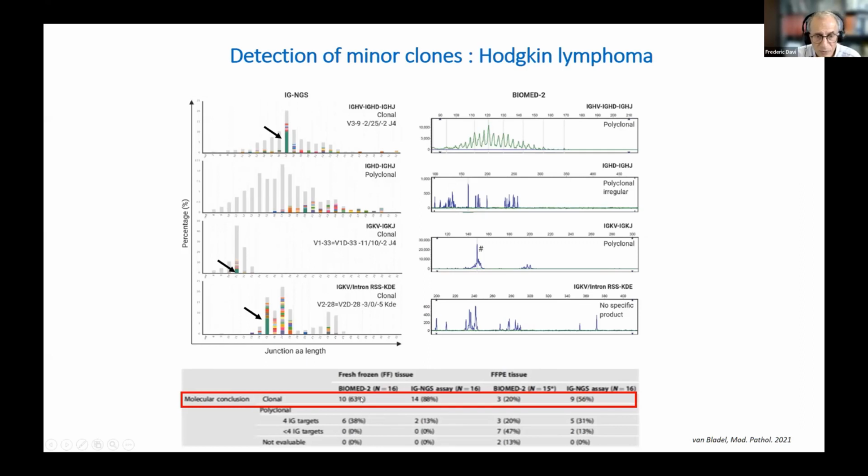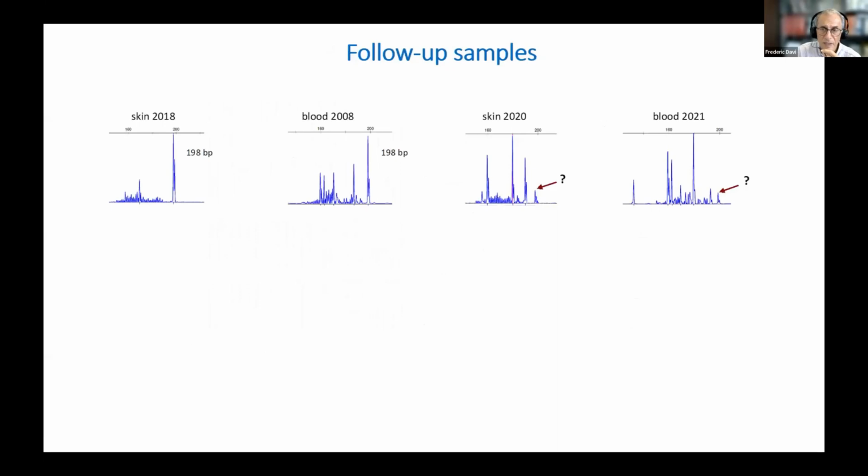And I'm sorry for the poor quality of the bottom of the slide, but comparing Biomed2 classical PCR GeneScan and the NGS assay to detect clones in both fresh frozen or FFPE tissue, there was a superiority of the NGS approach. So for that kind of cases, I do believe that NGS is extremely interesting. And this is a case from our lab on TR gamma, a patient where I believe that NGS is really helpful.